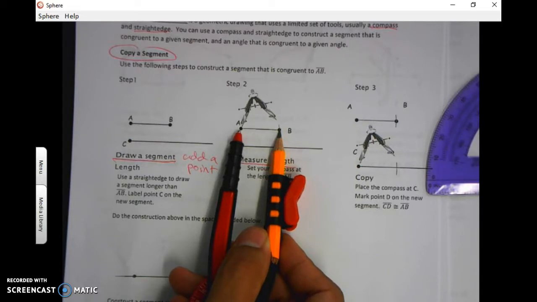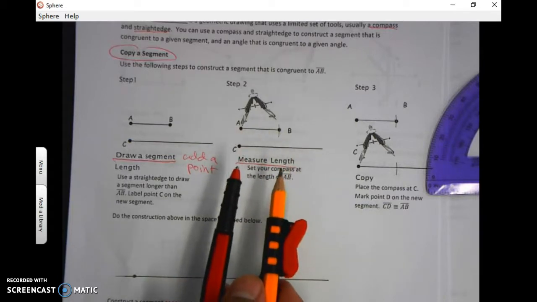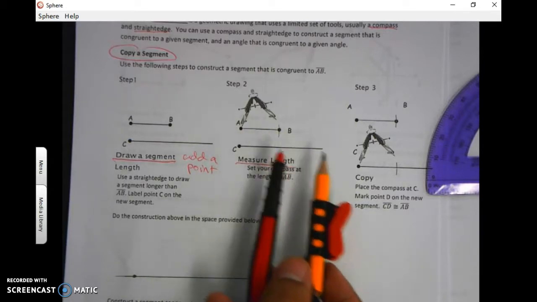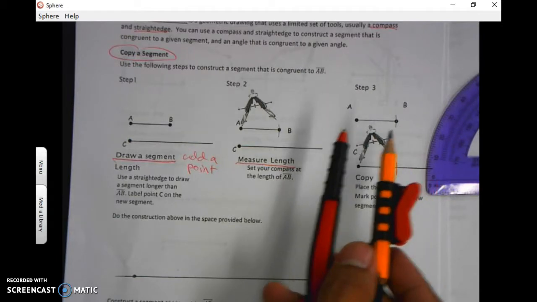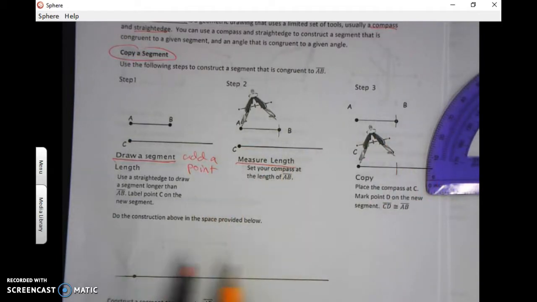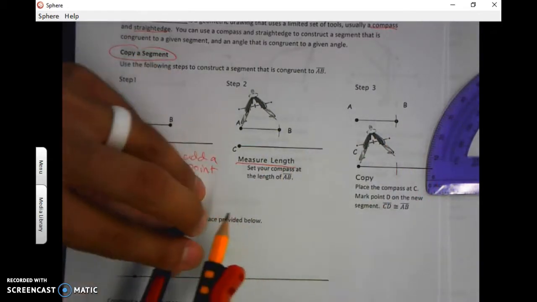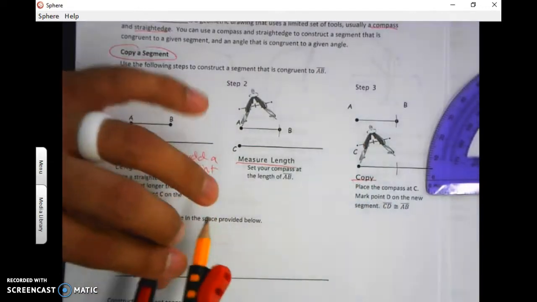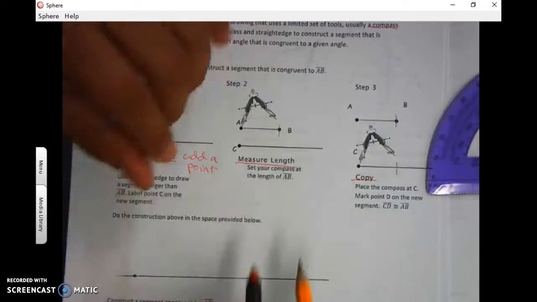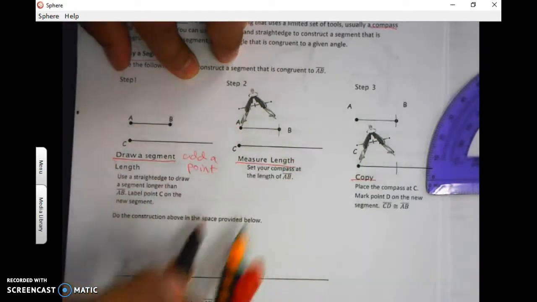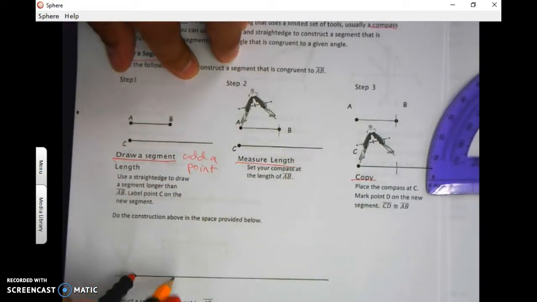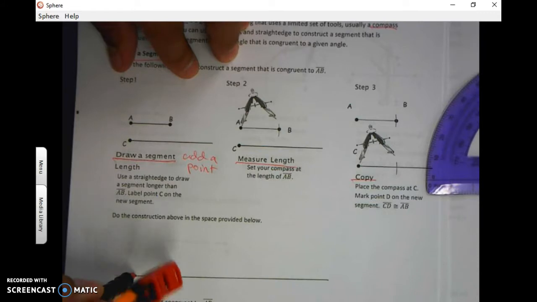Once you have that, that was step 2, measuring the length. I did that. Step 3 says to take that over to your new segment down here. It says literally just the word copy. And that's what we're going to do. So I'm going to take this length, put my pointy part on the dot, and make a little arc.